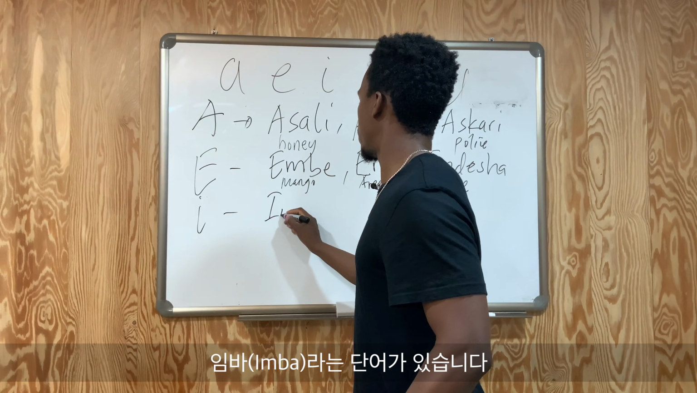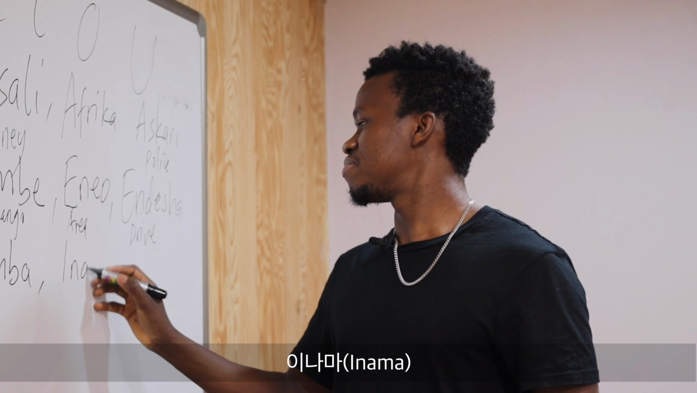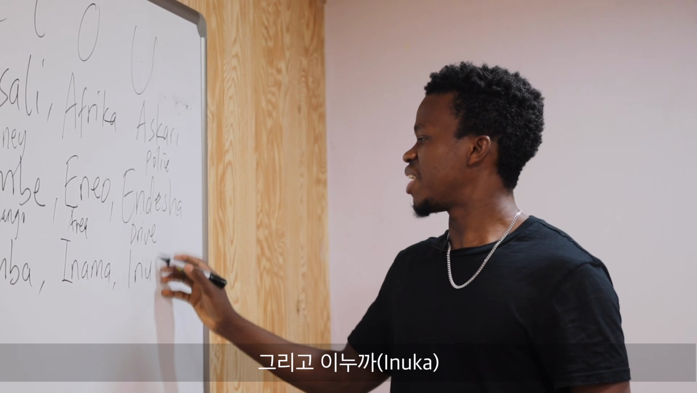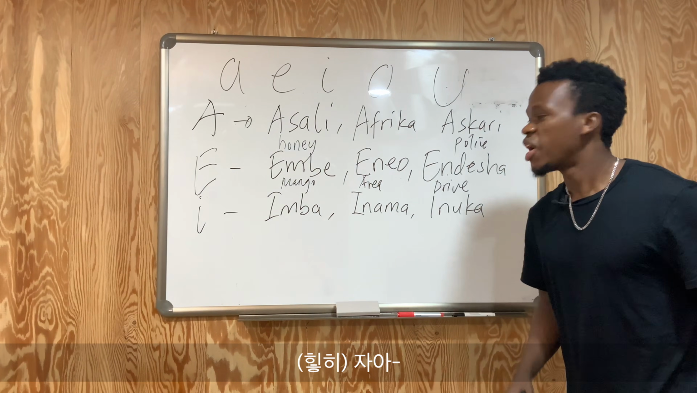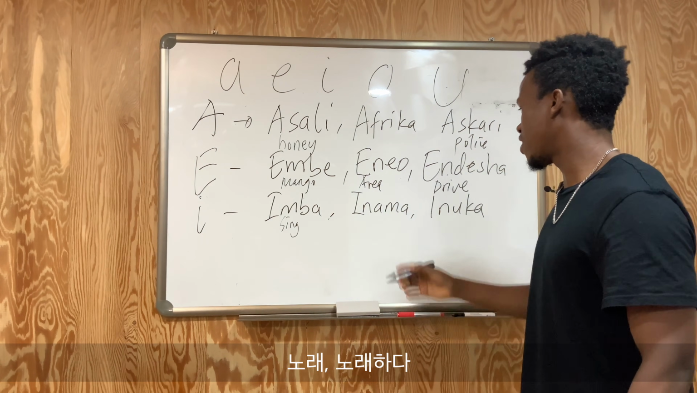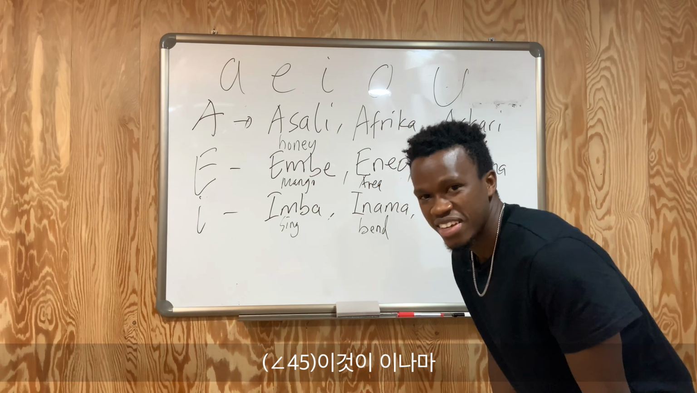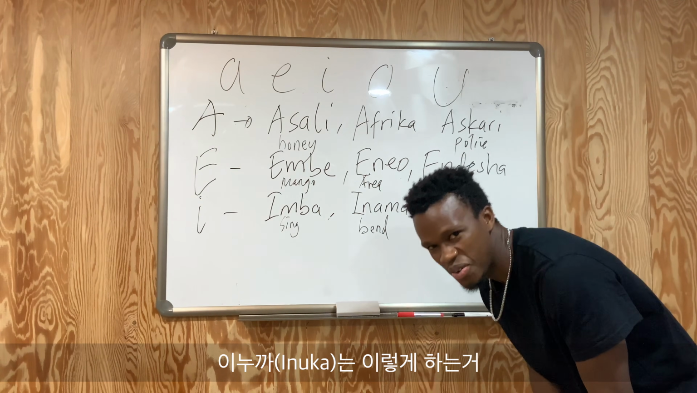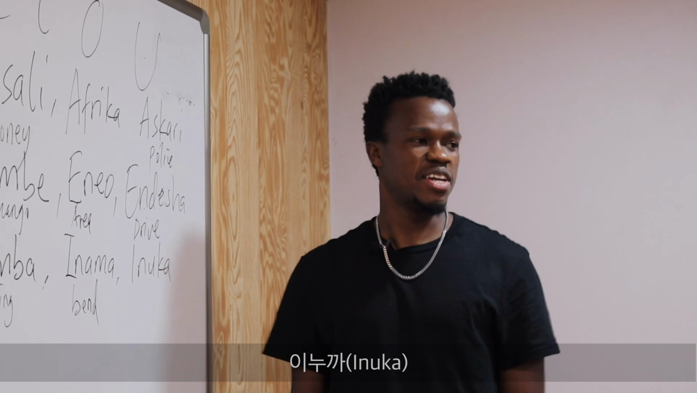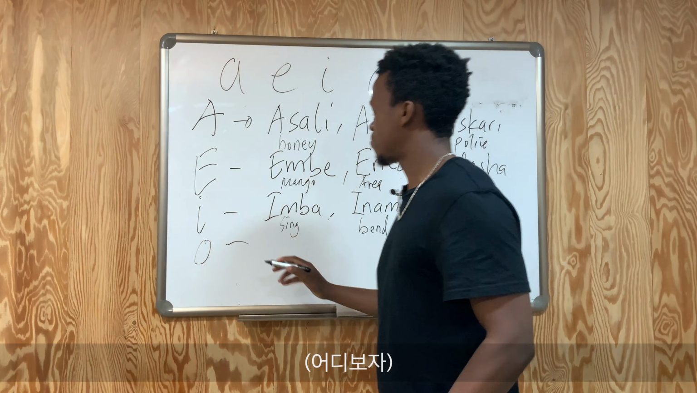We have a word called imba, inama, and inuka. All right, imba is to sing. Inama is bend. This is inama. And then inuka is just to do like this. Inama, inuka. Bend, inuka. This is E. Okay, O.